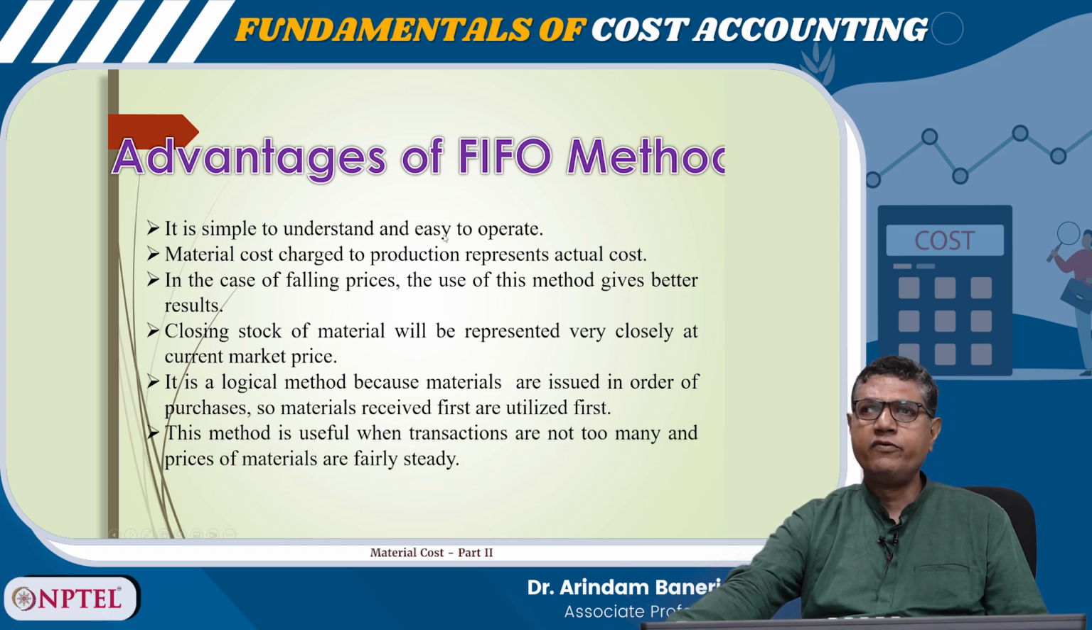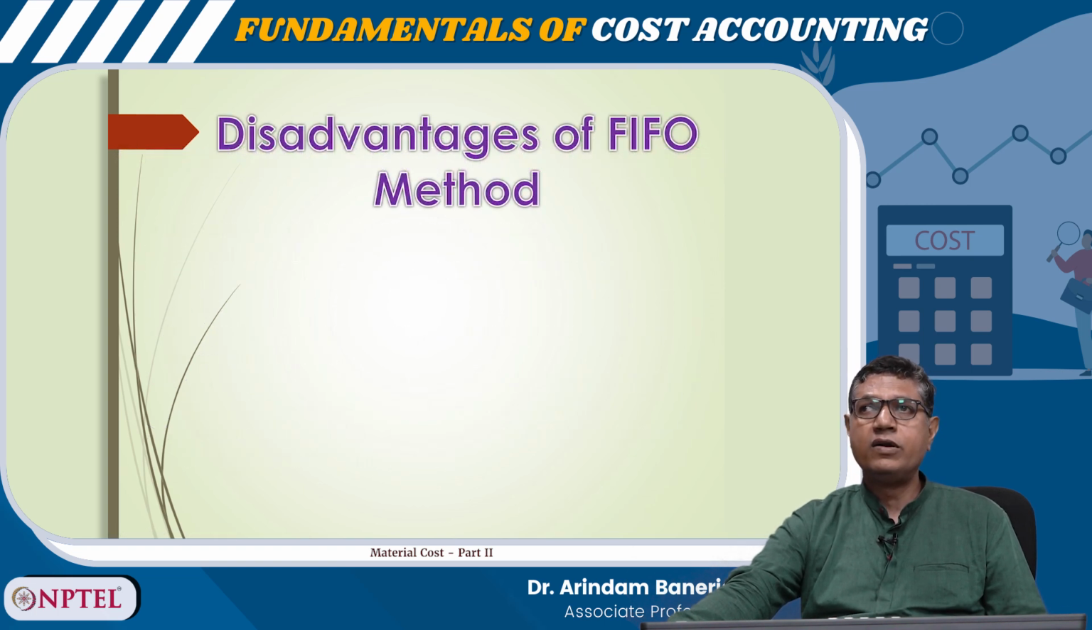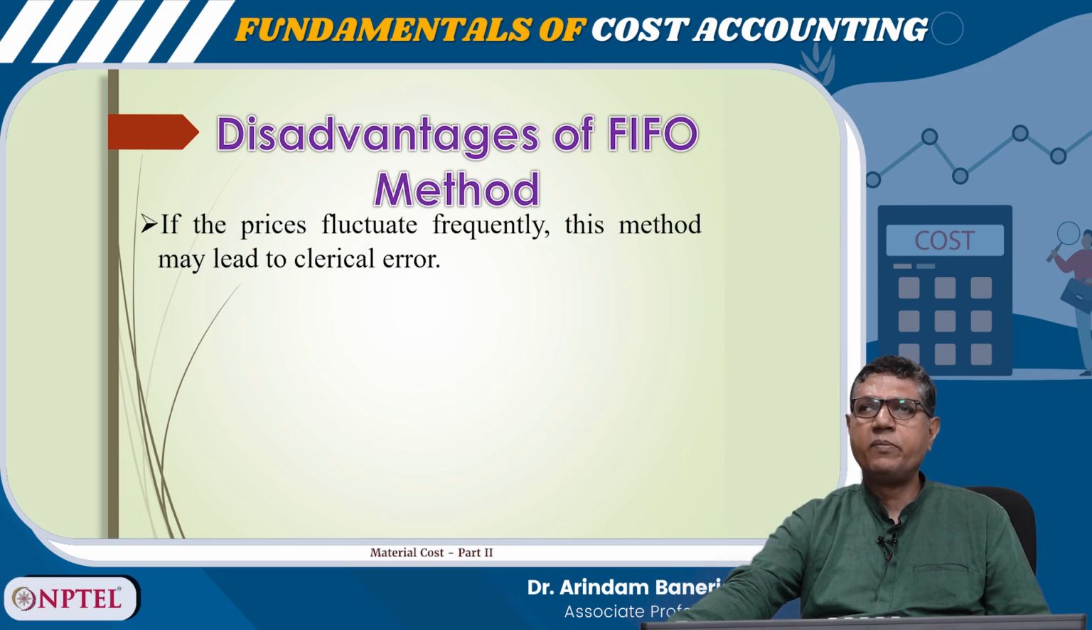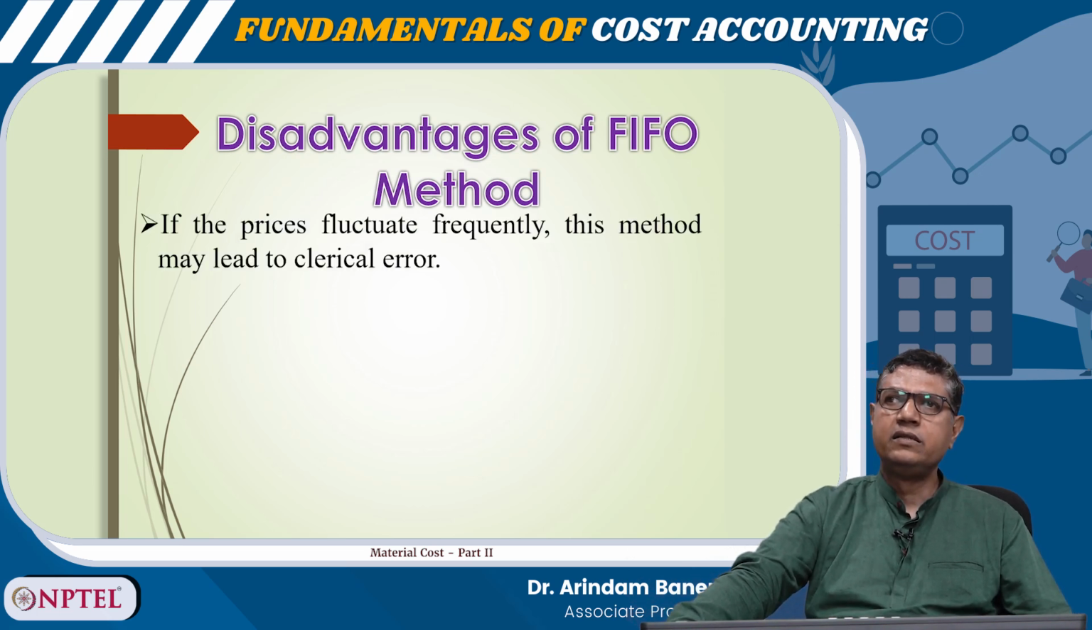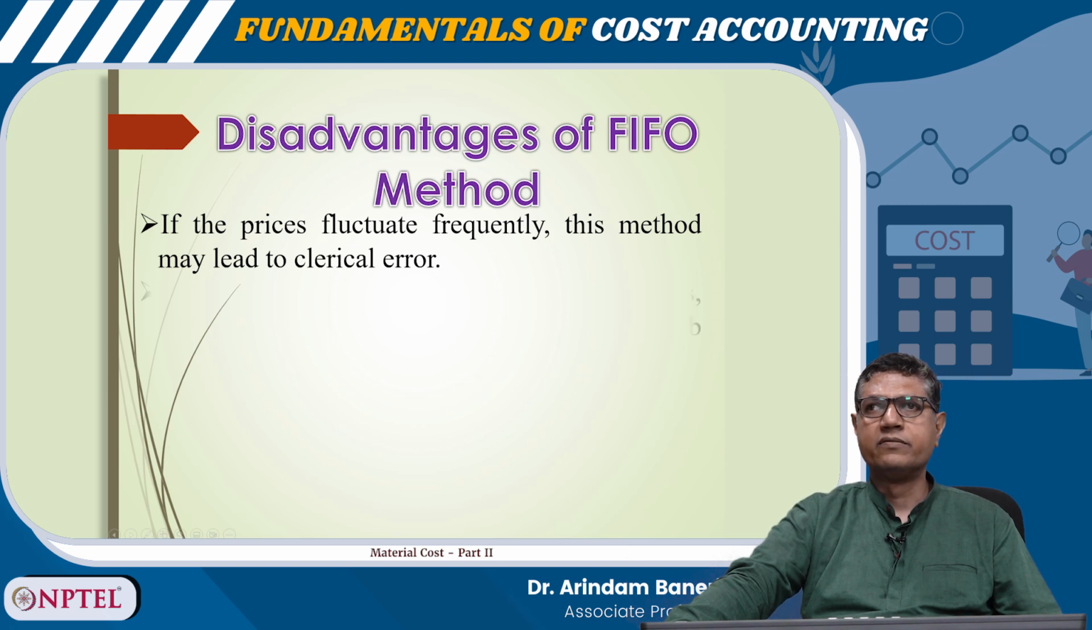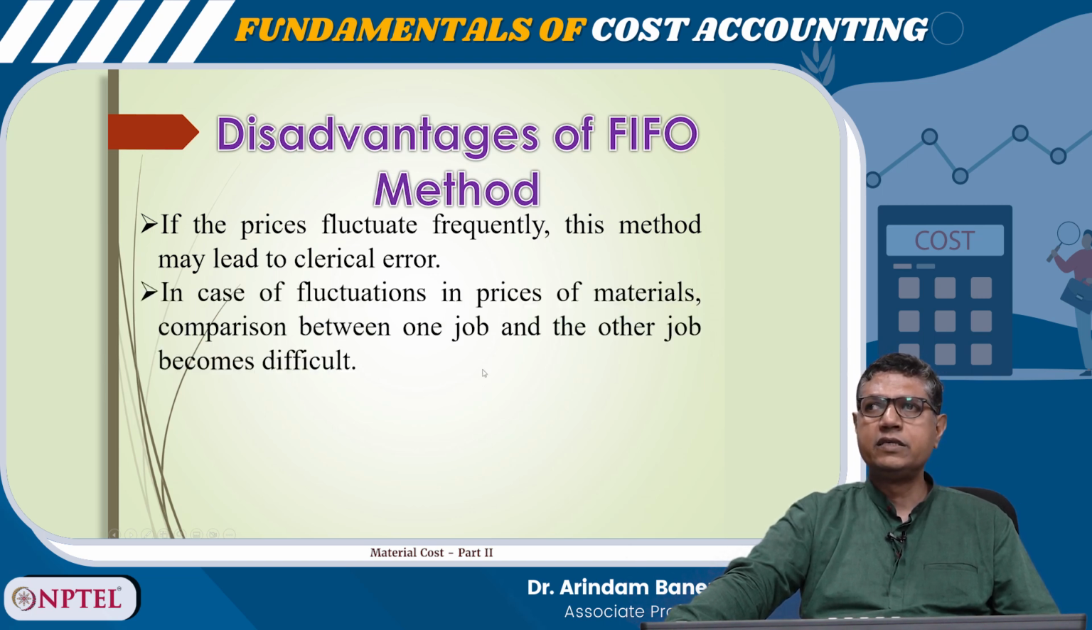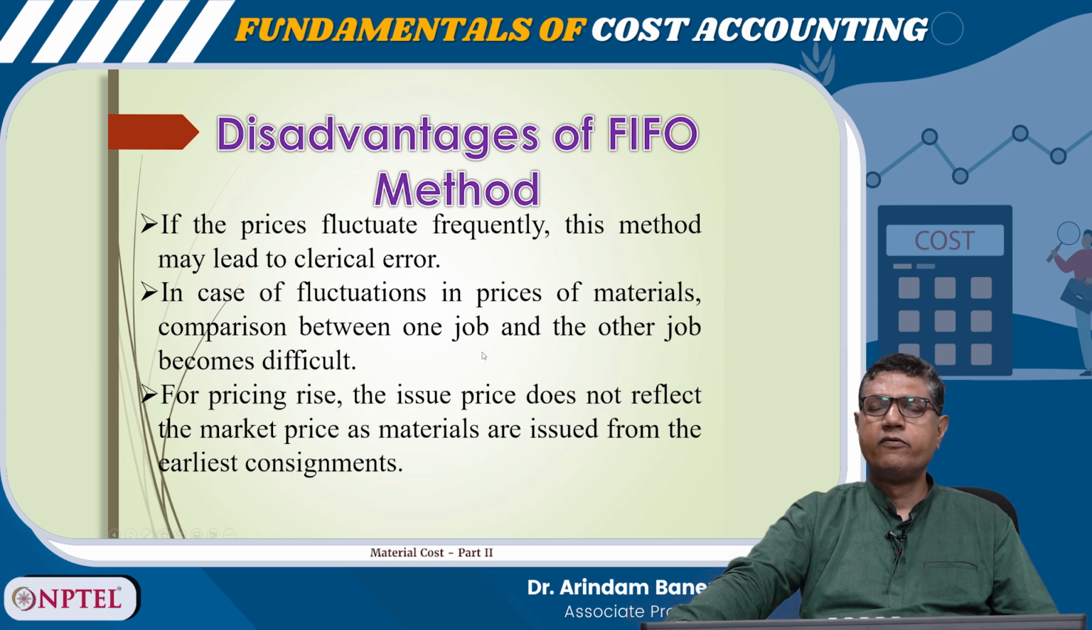This method is useful when transactions are not too many and prices of material are fairly steady. What are the disadvantages? If the prices fluctuate frequently, this method may lead to clerical error. In case of fluctuations in prices of materials, comparison between one job and the other job becomes difficult. For pricing rise, the issue price does not reflect the market price as materials are issued from the earliest consignments.